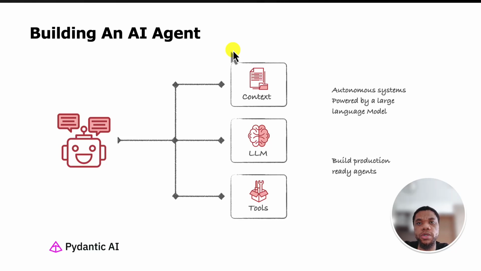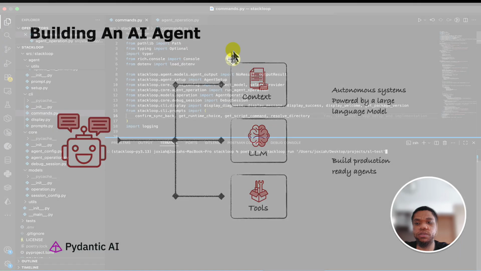In this video, I'll be showing you how to build an AI agent using Pydantic. Using an example, Stackloop, a CLI tool that captures the stack trace within your application and fixes the issues within that particular stack trace. Let me show you the CLI tool in action.